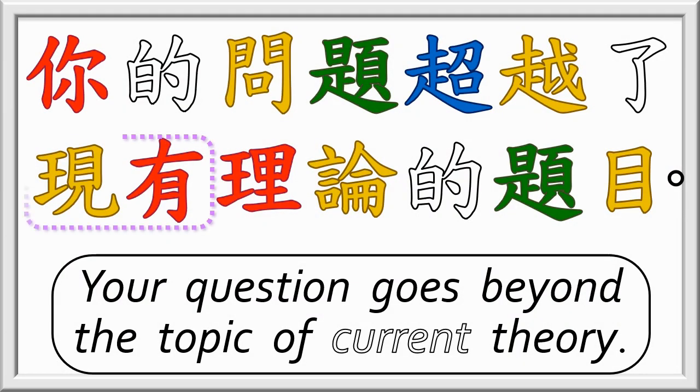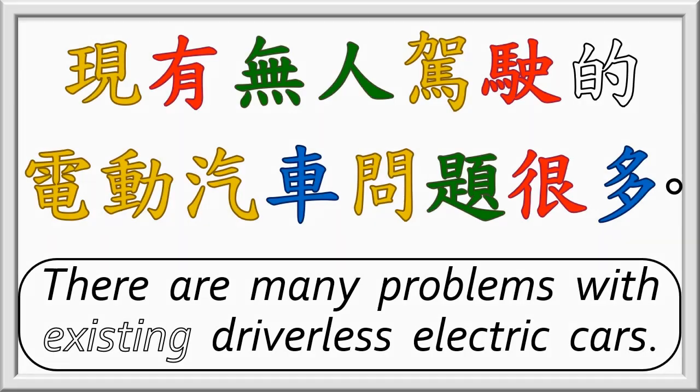Similar to 现成 is the phrase 现有, referring to something currently available or existing. 你的问题超越了现有理论的题目. Your question goes beyond the topic of current theory. 现有无人驾驶的电动汽车问题很多. There are many problems with existing driverless electric cars, or driverless electric cars as they are now.